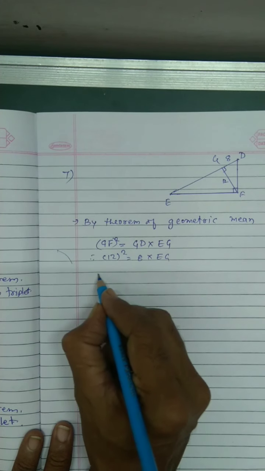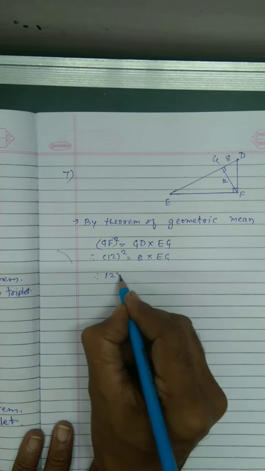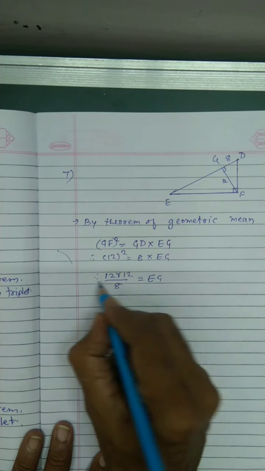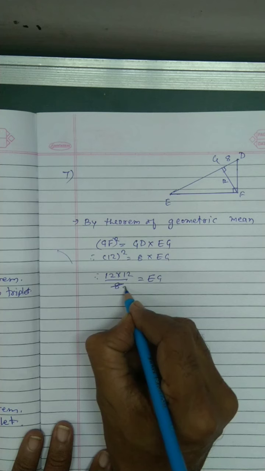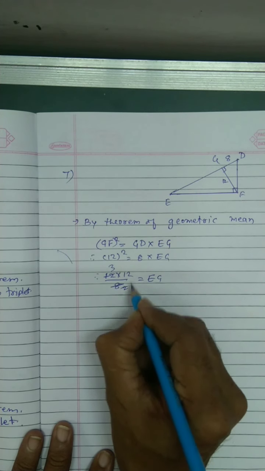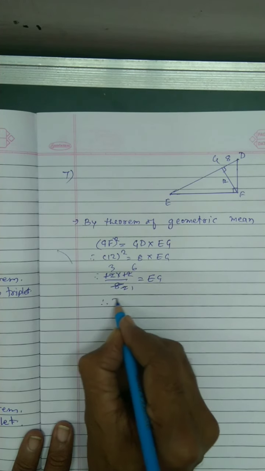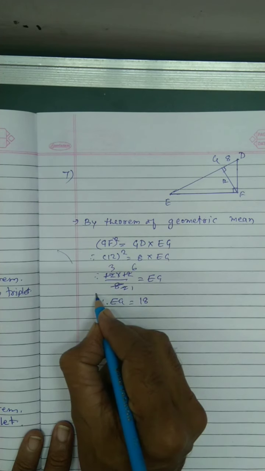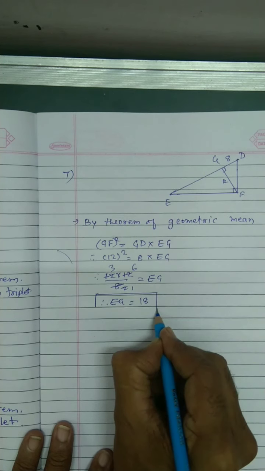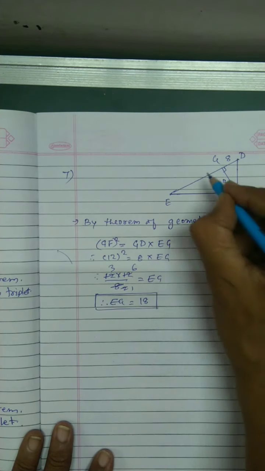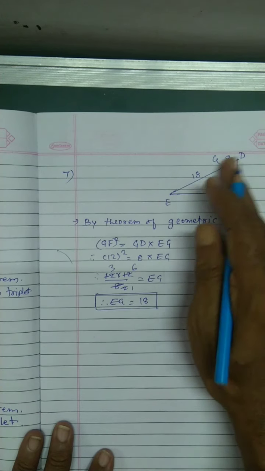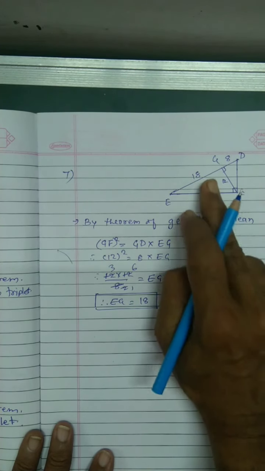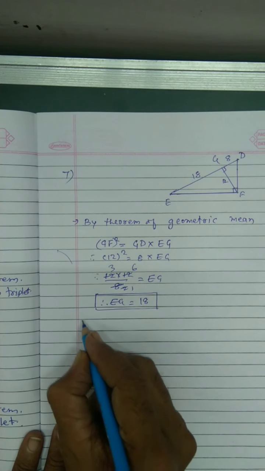Take 8 to the other side, we get 12 into 12 upon 8 is equal to EG. Simplify this: 4 2s are 4, 4 3s are 12, so 2 into 6. Hence EG is equal to 3 into 6, which is 18. We get one side EG is equal to 18. Now these two small triangles are right angle triangles. We solve this by Pythagoras theorem.